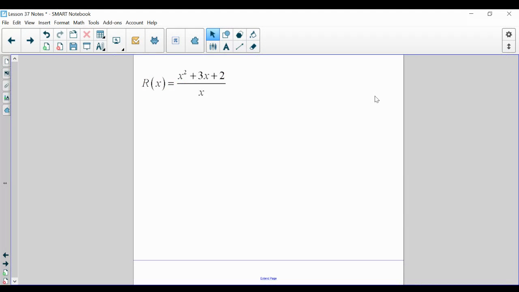All right, so let's start off. So x squared plus 3x plus 2 divided by x. So this one's going to end up having an oblique asymptote because the degree of your numerator is 2, and the degree of your denominator would be 1, if I make that x to the first. So we will end up with an oblique.